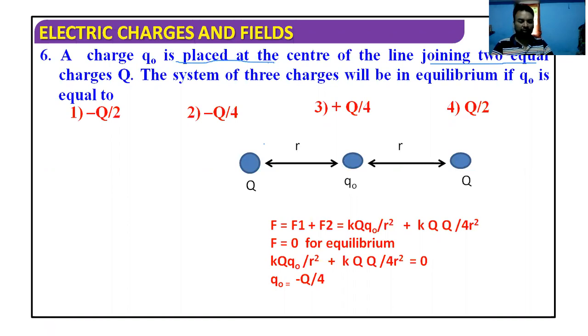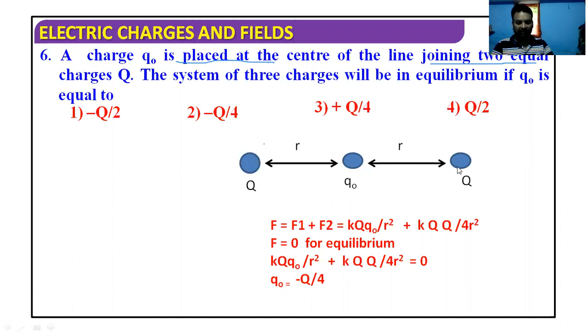So what is the meaning of equilibrium? If I consider this charge, the net force on this charge due to this and due to this must be equal to 0. If the net force on this charge due to this Q naught and due to this Q comes out equal to 0, it means this charge and the other charges will remain in equilibrium.